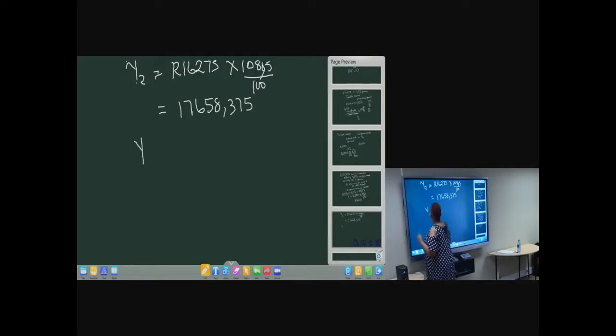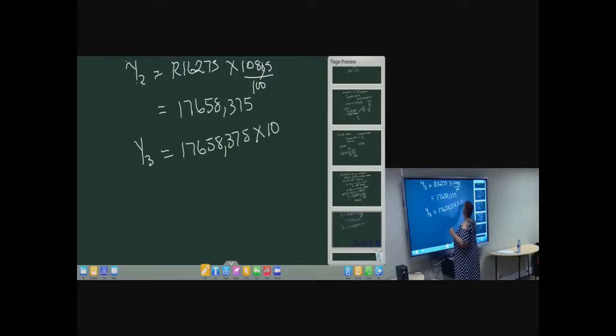And then you will have now your year 3, then you take that value because it is always interest on top of what was already there. And then once more you multiply by 108.5 over 100. And then it's then that you will end up now with a rounded answer which is 19159.3.